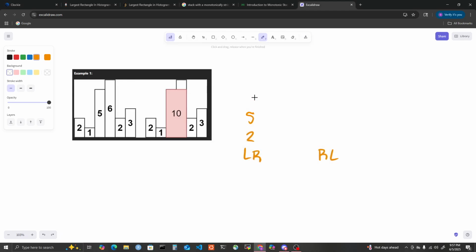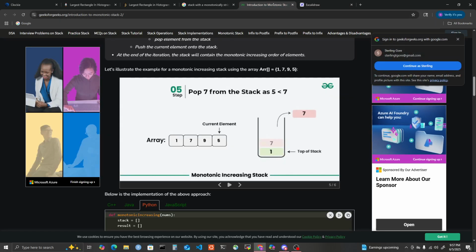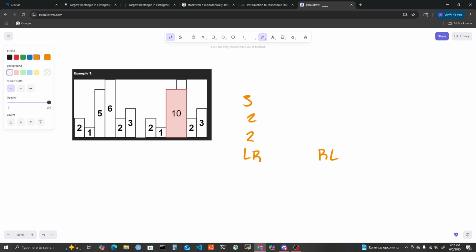Then we pop these. Put a 2, 3. Strictly increasing, does that mean like the same doesn't count? I don't know. Okay, and then we have 3, pop it, 2, pop it. Wait. 3, pop it, 2, 6, pop it, 5. Pop it, 1, 2.